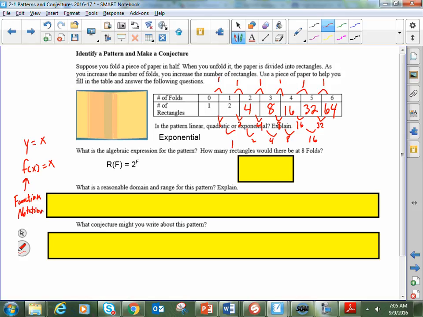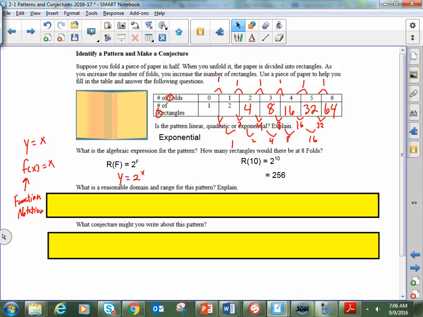This is what we refer to as function notation. If you had said just y is equal to 2 to the x power, that would have been fine. I'm just writing it based on the values we have for our initials. Here I have folds, here I have R, or F for folds, R for rectangles. That's where I'm coming up with those R and F in my function. Okay, so how many would there be after 8? Well, after 8, there would be a total of 256.